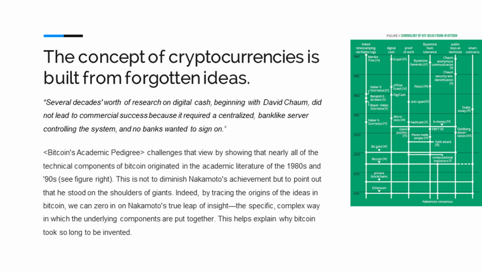This article, Bitcoin's Academic Pedigree, challenges that view by showing that nearly all of the technical components of Bitcoin originated in the academic literature of the 1980s and 1990s, as you can see in the figure on the right. This is not to diminish Nakamoto's achievement, but to point out that he stood on the shoulders of giants. Indeed, by tracing the origins of the ideas in Bitcoin, we can zero in on Nakamoto's true leap of insight: the specific and complex way in which the underlying components are put together.